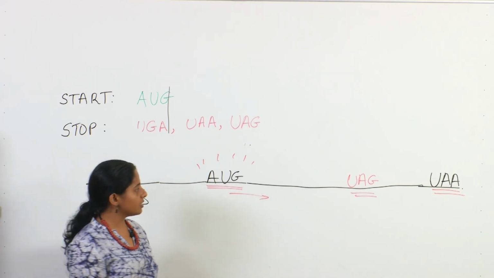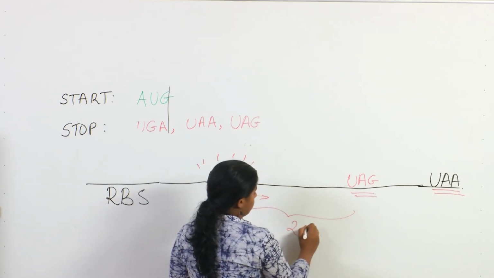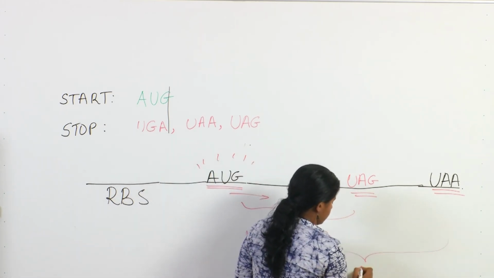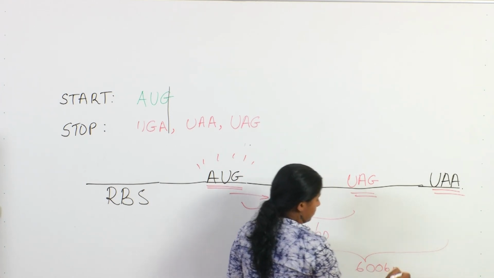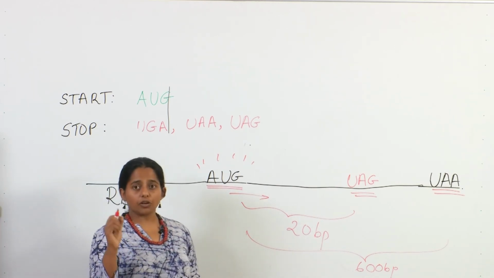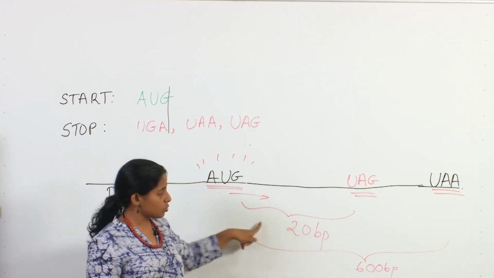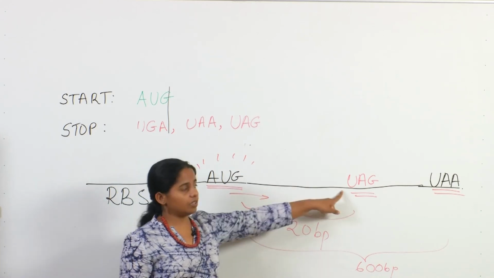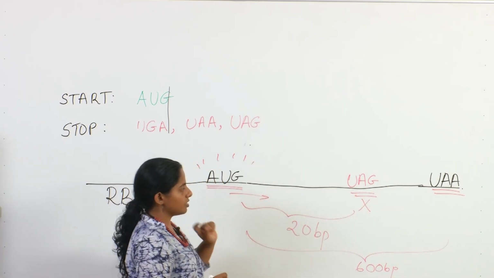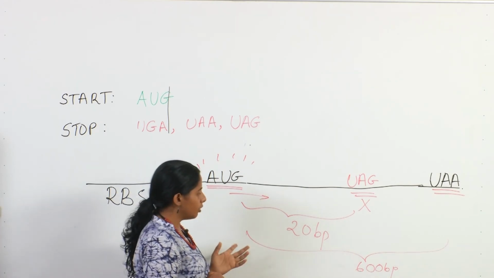The third step is that it calculates how many base pairs are between the start and stop codon. Let's say this one is 20 base pairs, and let's say this one is 600 base pairs. Which is more likely to be the actual ORF, the actual open reading frame that carries information? With 20 base pairs, there is no gene, no protein that is so small, so it is very unlikely that this will be an actual ORF. So the computer will reject this as a stop codon. It will say that this is not a right stop codon. Either there is a sequencing error or it's just not a right ORF.